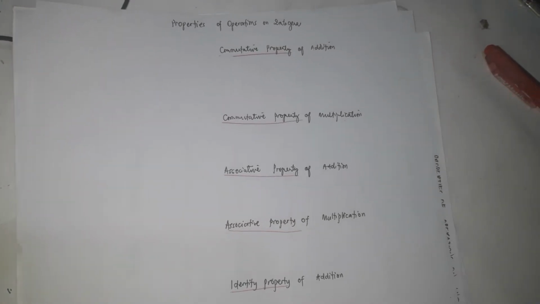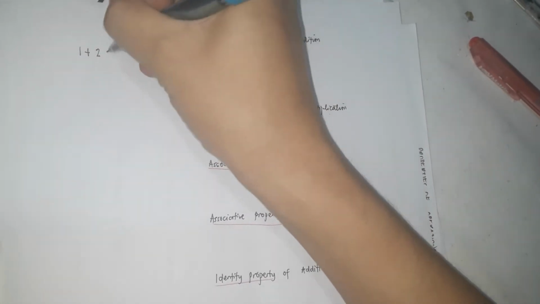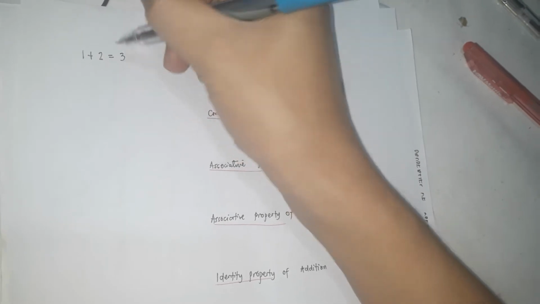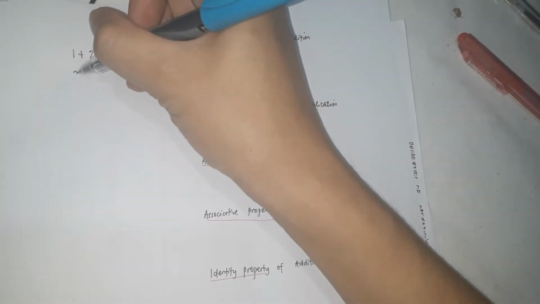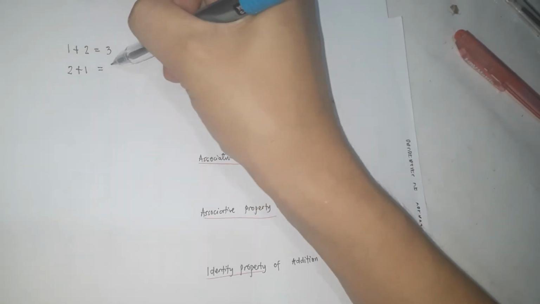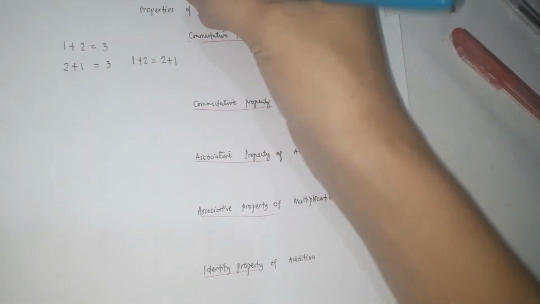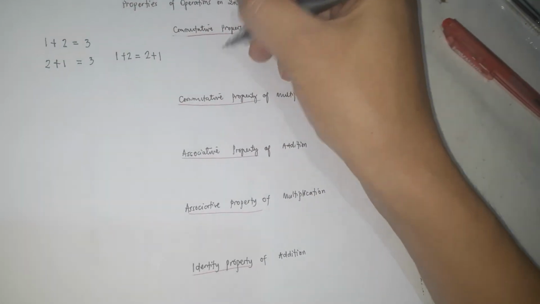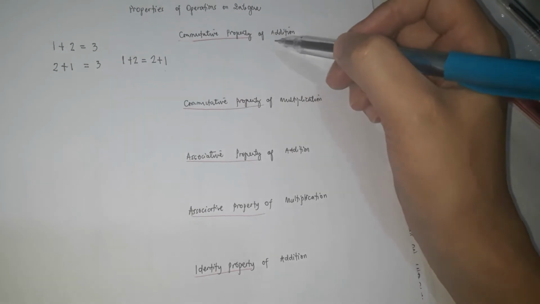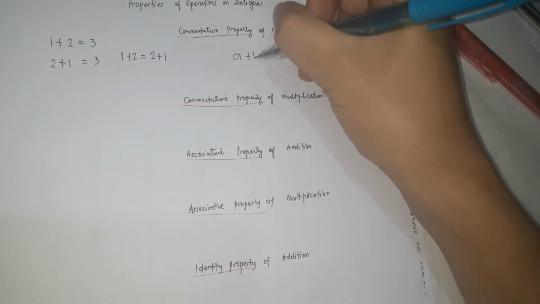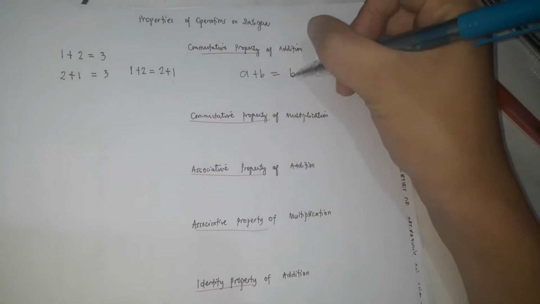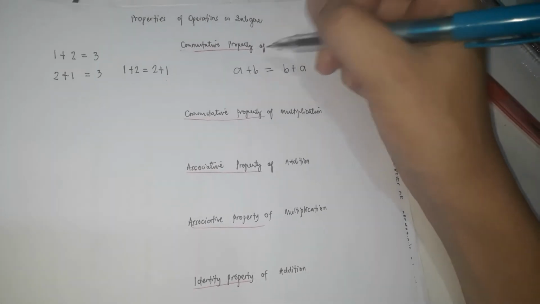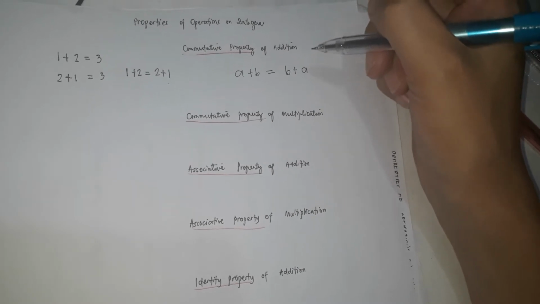Properties of operation and integers. So the first one is this one. 1 plus 2 is equal to 3. How about if we're going to interchange 2 and 1? 2 plus 1 is equal to 3. So this property tells us that 1 plus 2 is the same as 2 plus 1. The difference is you're just going to interchange the addends. So this is what we call the commutative property of addition. A plus B is equal to B plus A. If you're just going to interchange them, they will still have the same answer.